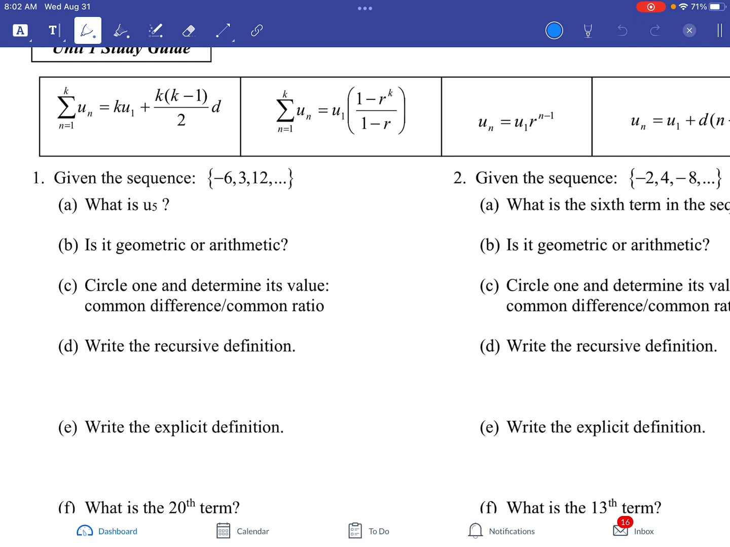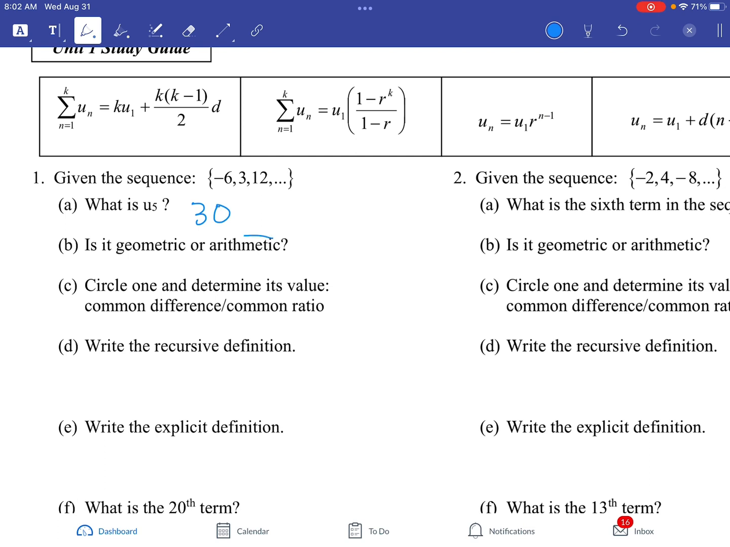Given the sequence -6, 3, 12, what is U5? So this is an arithmetic sequence that you're adding by 9 each time. So if we take 12 and add 9, and add 9 again, that's the fifth term. So that would be 30.